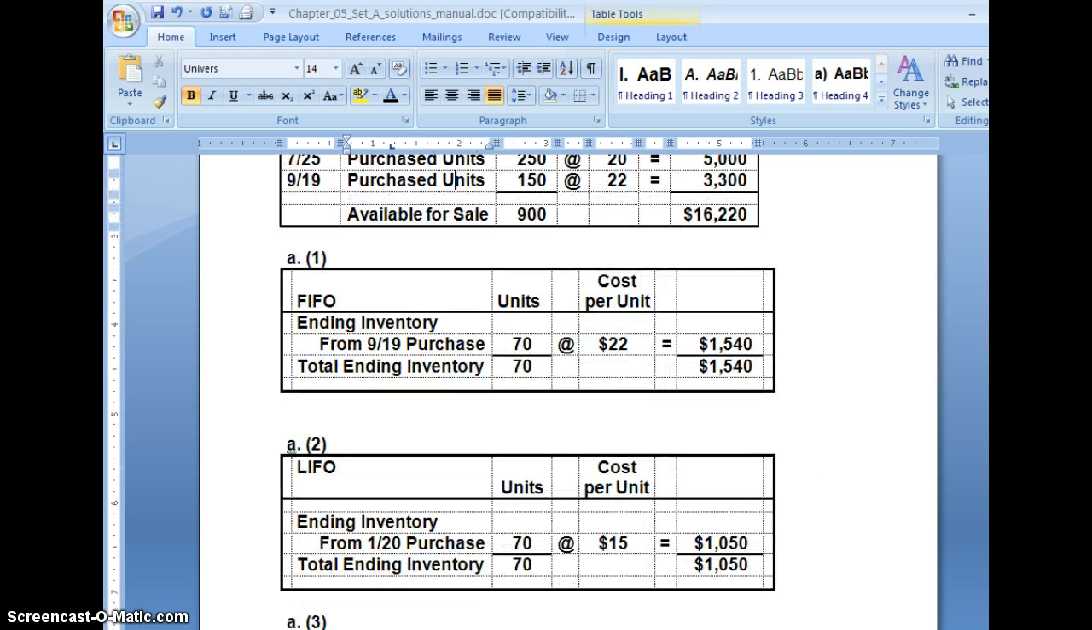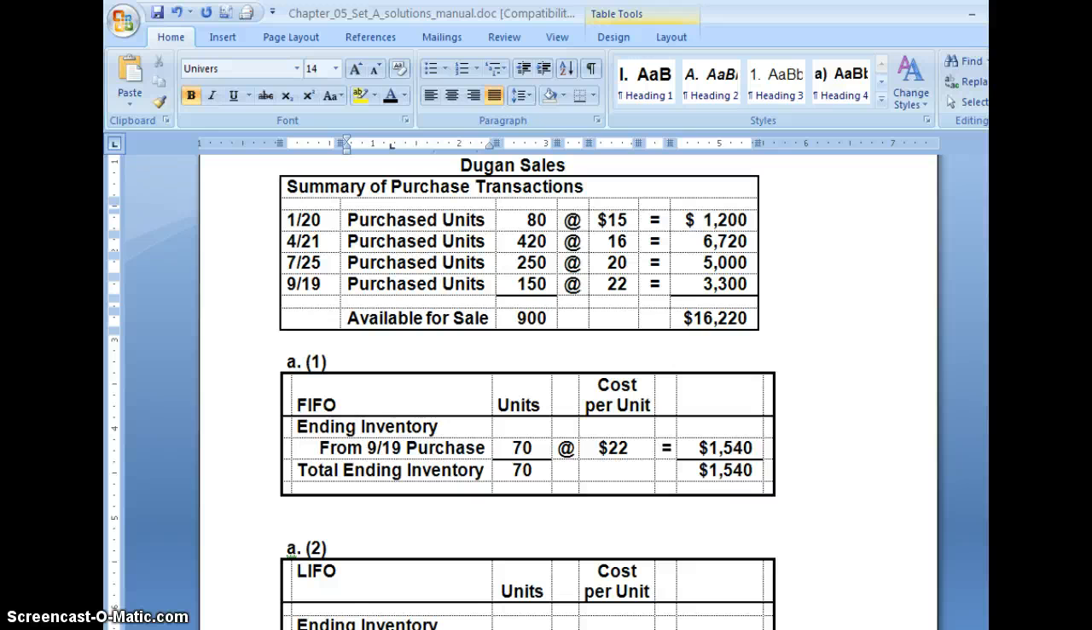So now we need to look at how we're going to determine our cost of goods sold. We're going to stick with FIFO for a minute. We know our total cost of goods sold is $16,220, but we didn't sell all of it. We know we ended up with $1,540 right here, and that means $14,680.